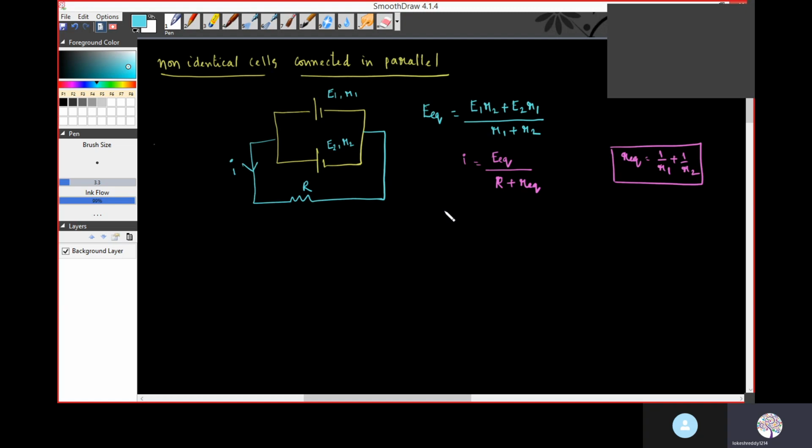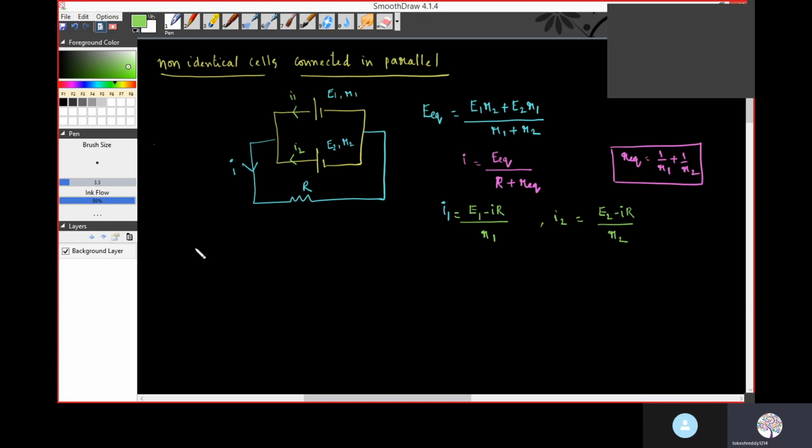Then current from each cell: I1 is equal to E1 minus IR by r1, and I2 is equal to E2 minus IR by r2. I1 is here and I2 is here, and I1 plus I2 will be equal to I. This is for non-identical cells connected in parallel.